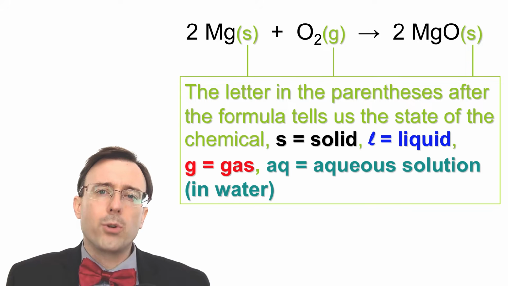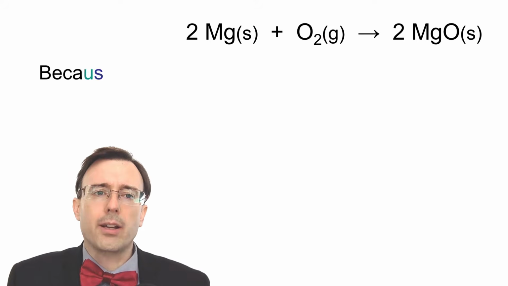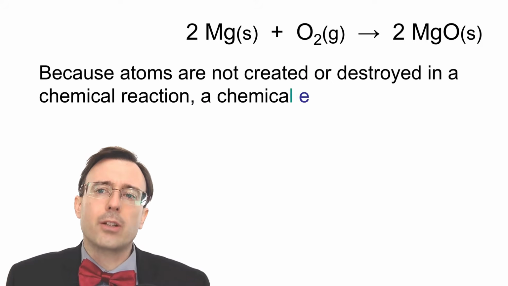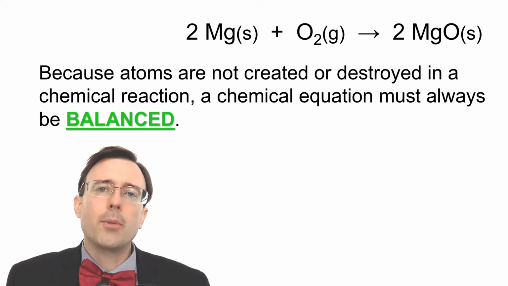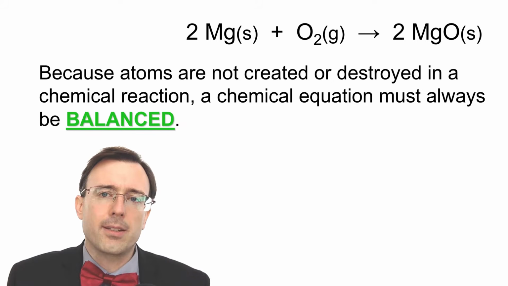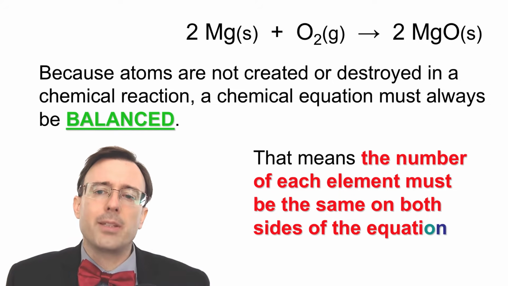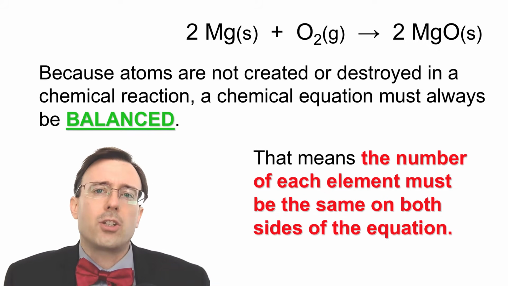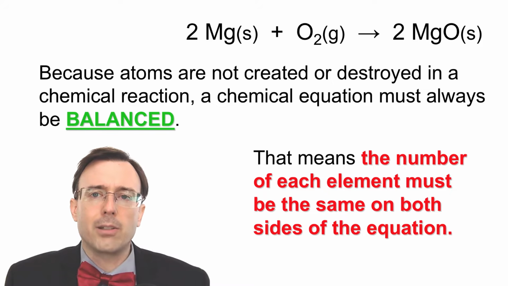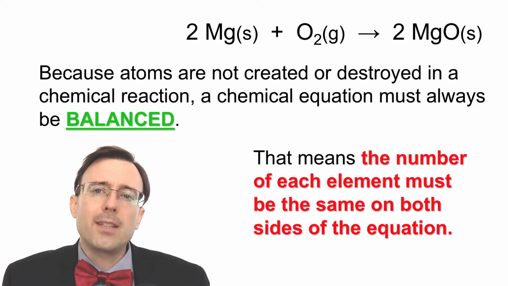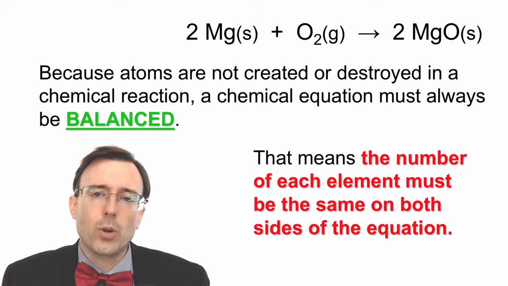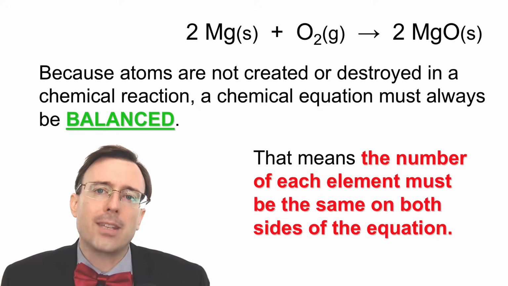Now remember what we said before about the law of conservation of mass. The mass of the reactants must always equal the mass of the products. Because the atoms involved are not created or destroyed in a chemical reaction, a chemical equation must always be balanced. And what in the world does that mean? Basically, that means that the number of each of the elements must be the same on both sides of the equation. The reason we do this is not just because chemists like to organize things or like to make things nice and neat. The reason is because this is what actually reflects what happens at the chemical level. Atoms are not created or destroyed, and we need to reflect that in the balanced chemical equation.